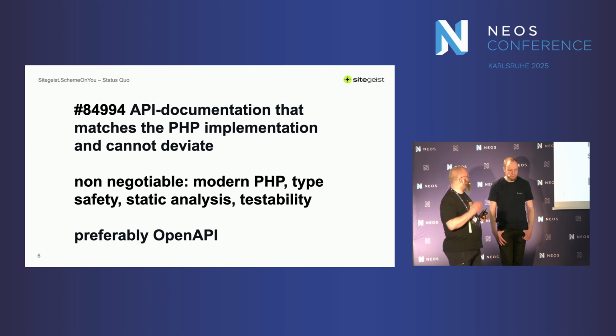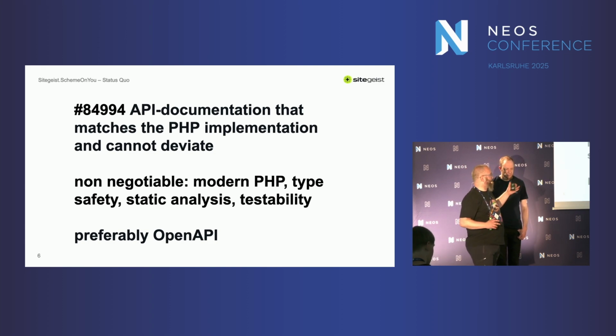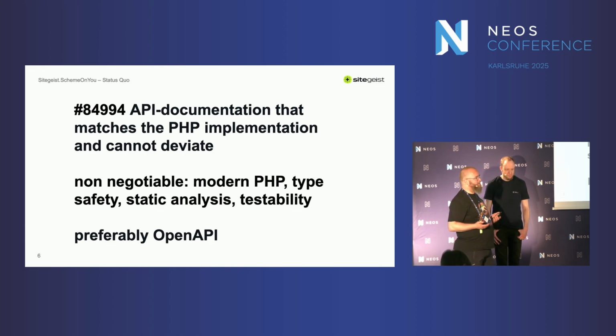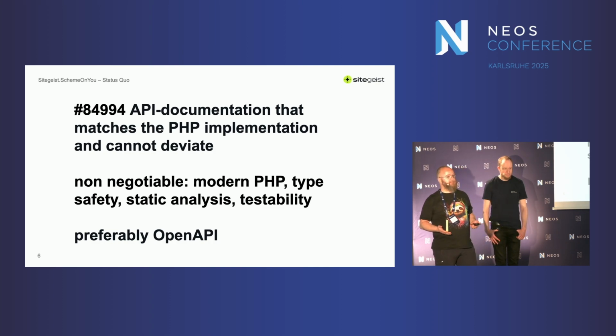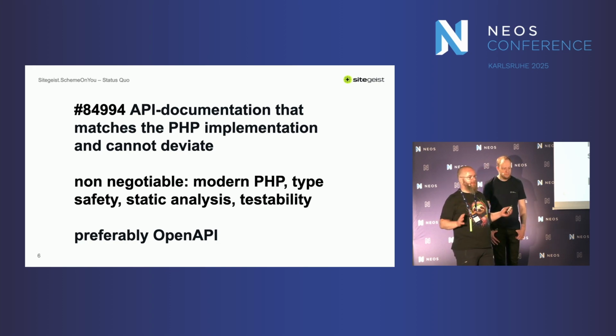So in the setup phase, we wanted to do that. A thing that was not written in this ticket was, of course, that we want to write modern PHP code, we want to be type safe, and we want to apply static analysis to all the code. Also, we preferred OpenAPI as a standard. We had worked with that before, and mostly successfully, but we were kind of open for alternatives.